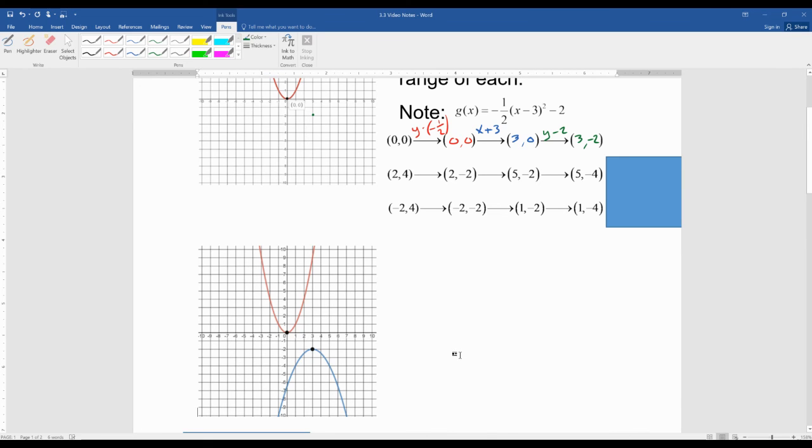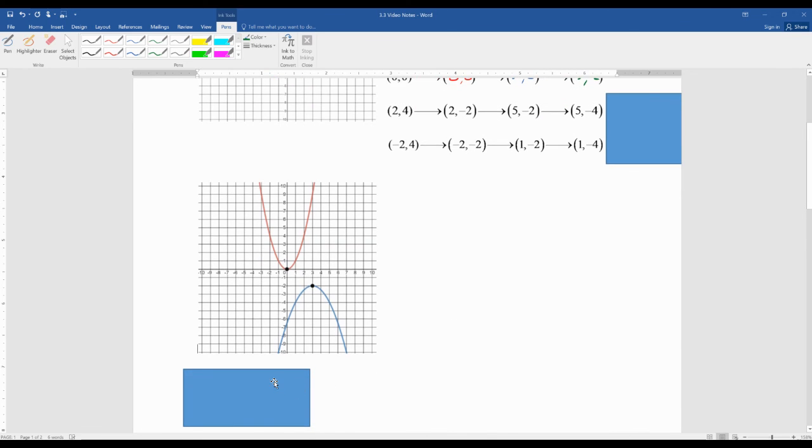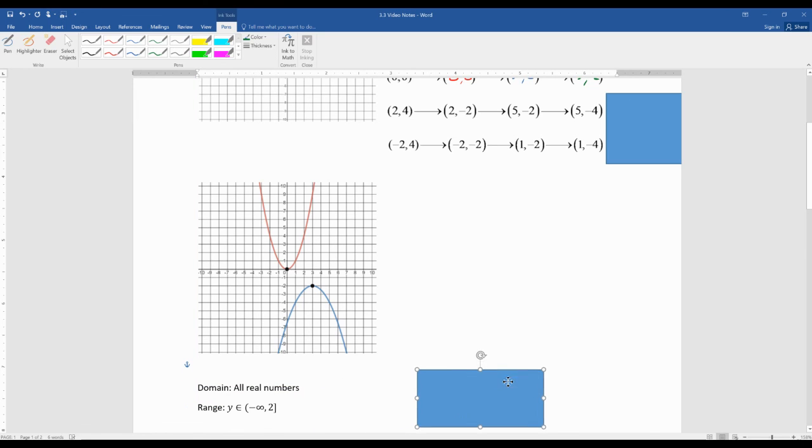So then finally, just a quick domain and range piece to this problem. The domain of any quadratic function is going to be all real numbers, and the range of this quadratic function is all real numbers less than or equal to negative 2.